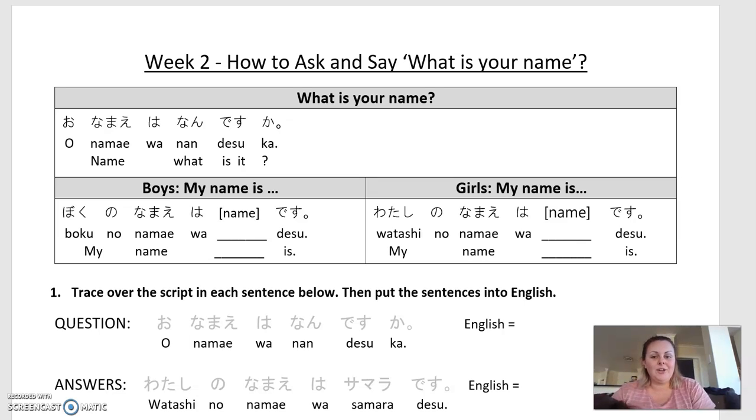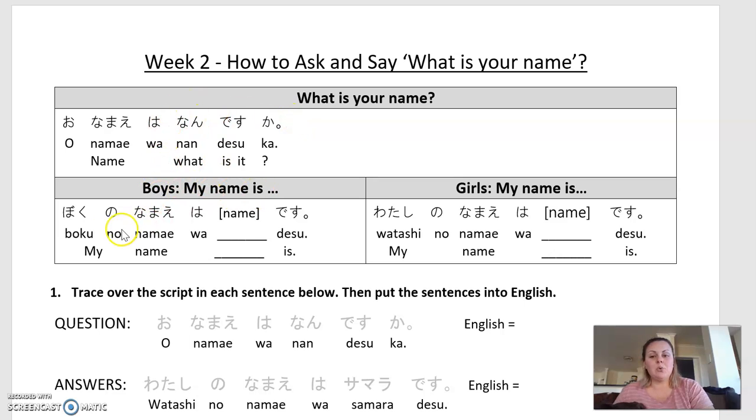Now on the screen in front of you is your worksheet from last week. Last week we learned how to ask and say what your name is. As a quick review, we need to ask a question. And then remember there's a different way for boys and girls to reply as to what their name is. So if I wanted to say, what is your name? I would say, Onemae wa nan desu ka? Remembering that ka was our question mark and nan meant what.